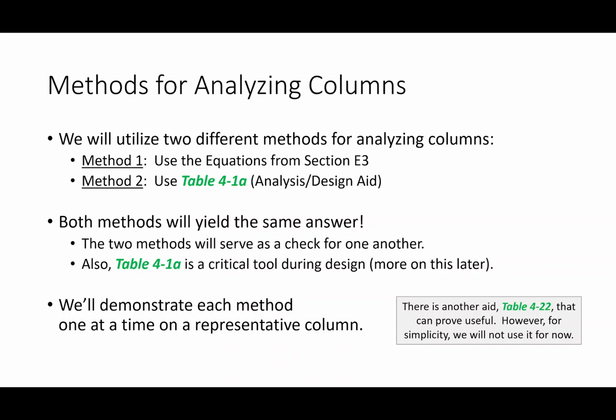Now, both of these methods are going to yield the same answer. Okay, I want to be clear. Analysis is analysis. The only difference between the two is rounding, like decimal trail off and whatnot. Like you might get 958.2 here and 958.6 here, because method 2 requires some linear interpolation. So the two methods serve as a check for one another. The math with method 1 is a little bit more intense, so if you do it independently, you should get the same answer. And again, you can't design without table 4.1a. And we're going to use a representative column on each method.